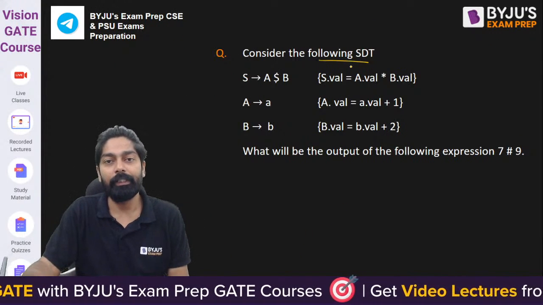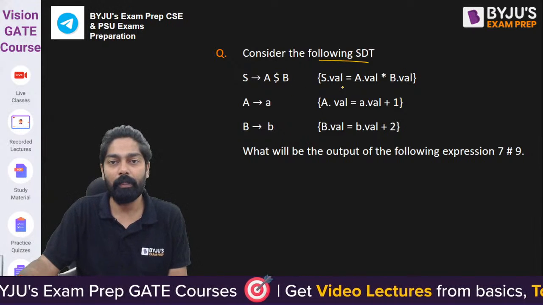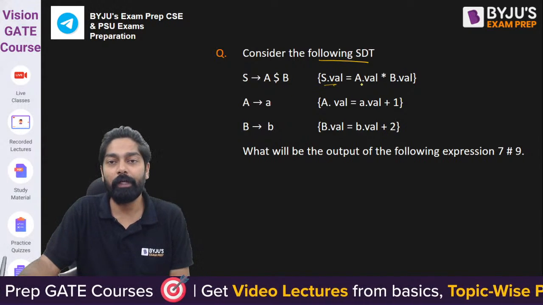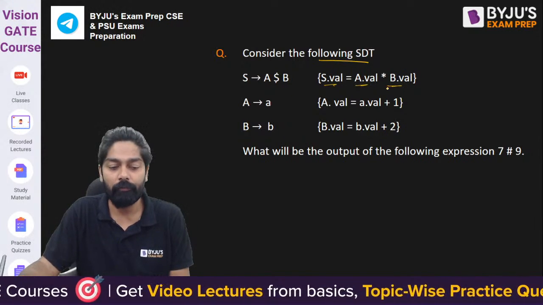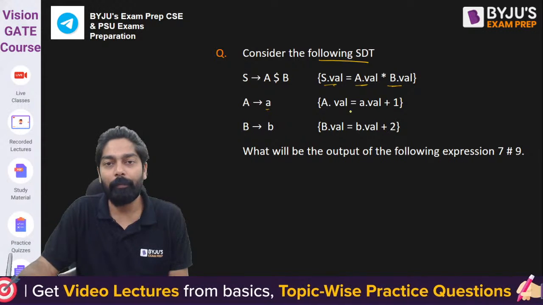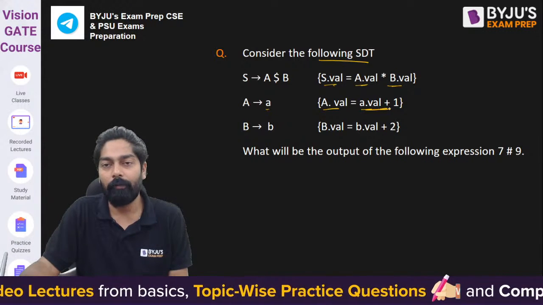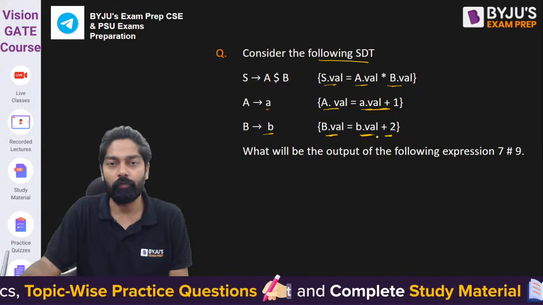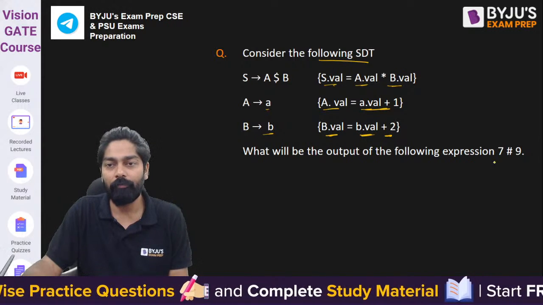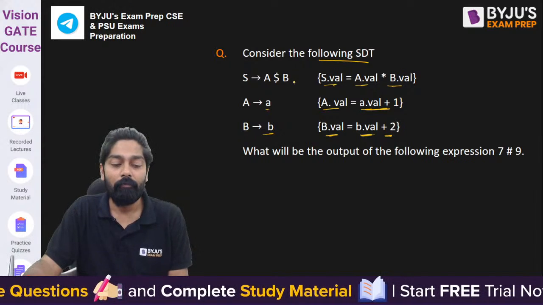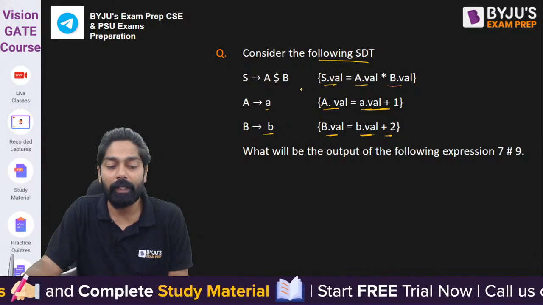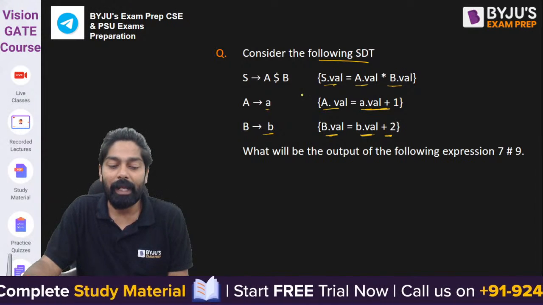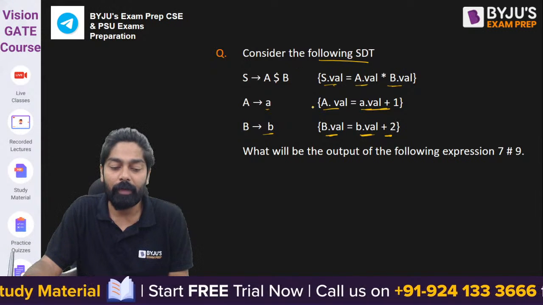Now what about this one? Consider the following SDT. S goes to AB and S.val becomes A.val times B.val, and A goes to a and A.val equals a.val plus 1, and B goes to b and B.val equals b.val plus 2. What will be the output of the following expression? Can you please tell me what about this SDT? Is it L attribute SDT or S attribute SDT, my dear friend?